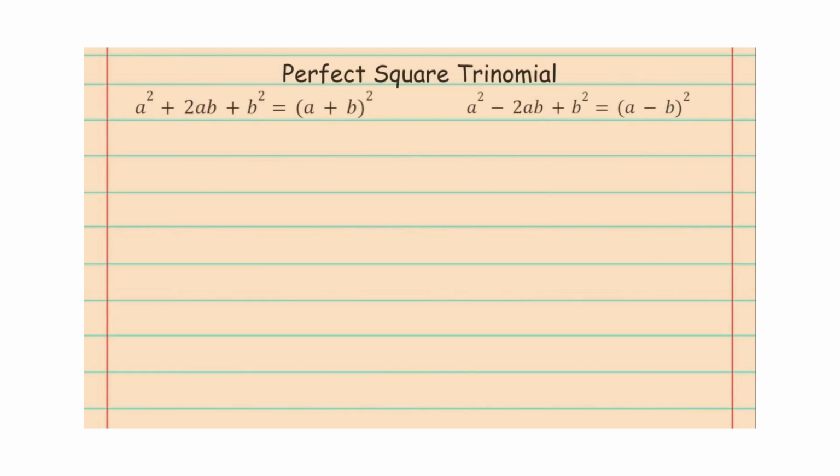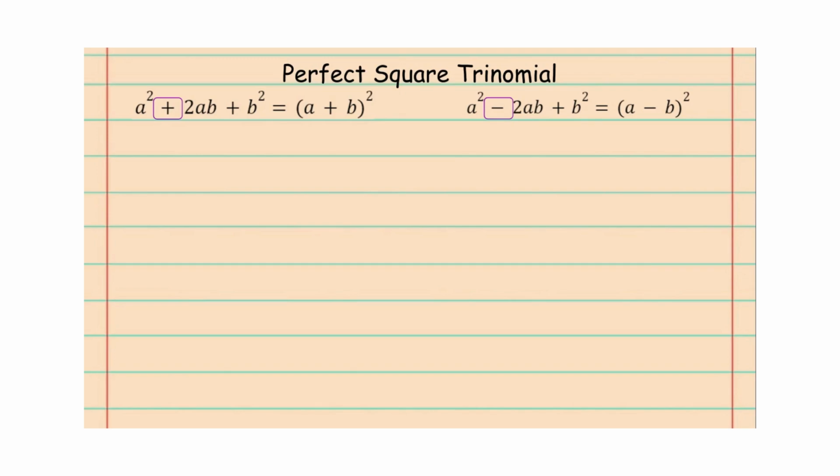Our next special factorization is the perfect square trinomial, which comes in two forms. Notice the difference between the two trinomials. The middle term has a plus sign on the left and a minus sign on the right. Those produce different factorizations, but both of those factorizations are perfect squares, hence perfect square trinomial.